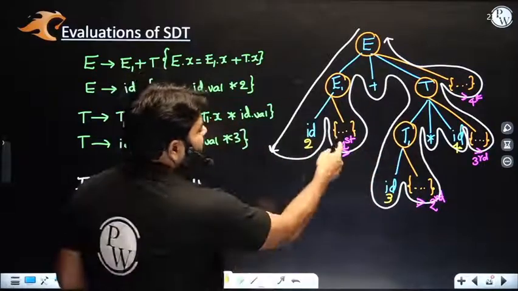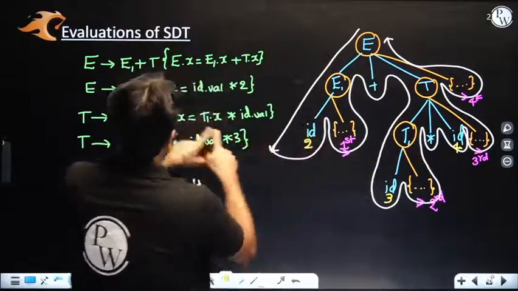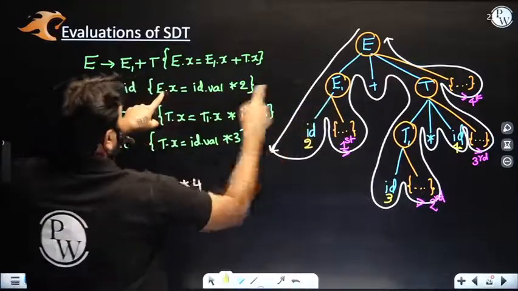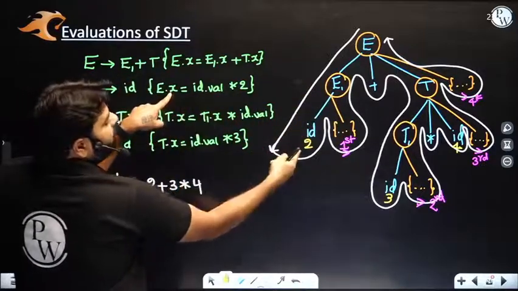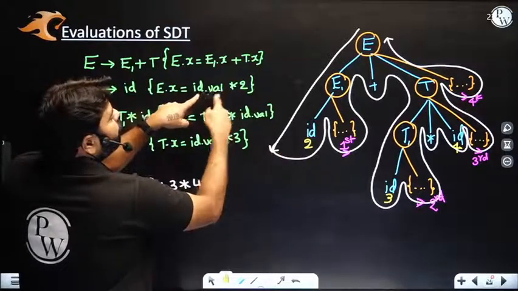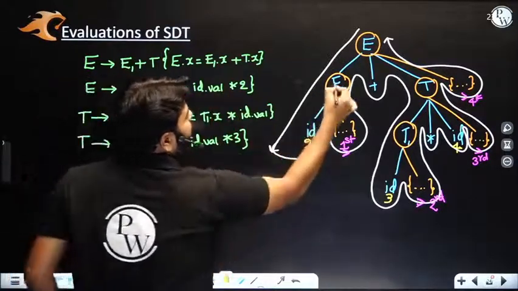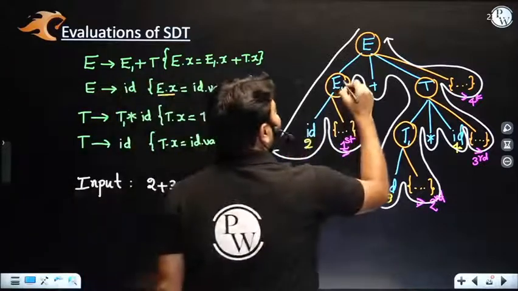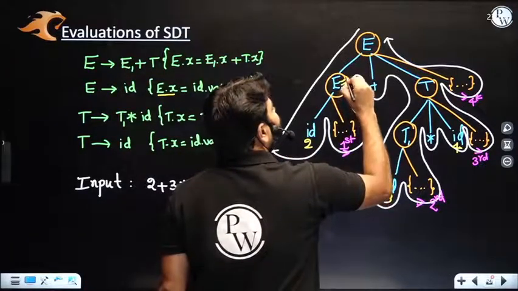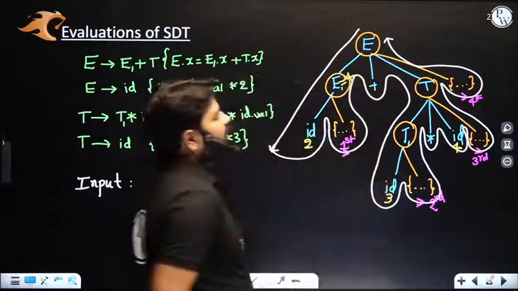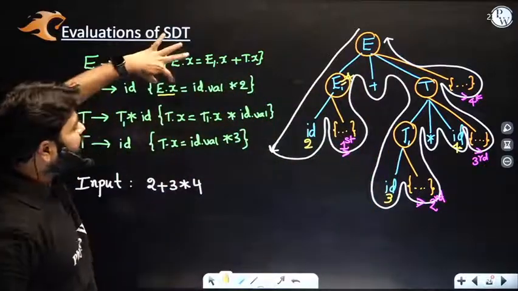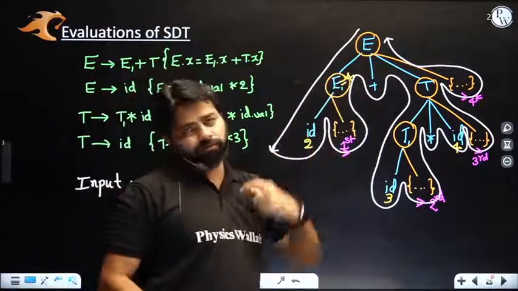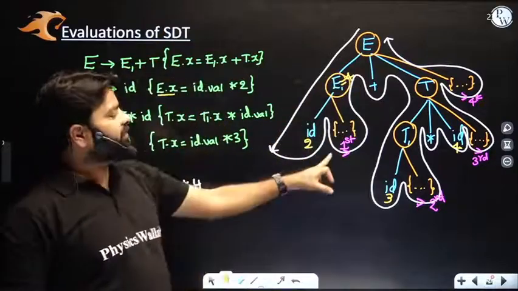Now, the first translation: you see that E derives ID. What do I have to do? At this root, at this subtree, ID dot value is 2. 2 multiplied by 2 is 4. So here we are going to assign to E dot X the value 4. We got a 4 here. Very clear? E dot X is 2 multiplied by 2, which is 4. That's the first translation.